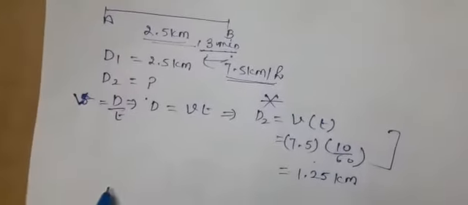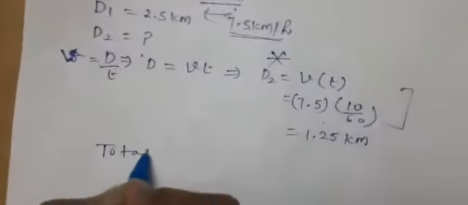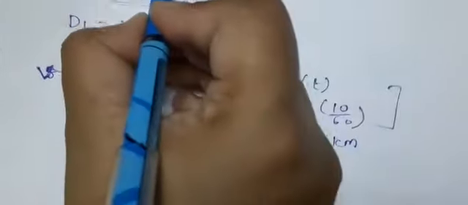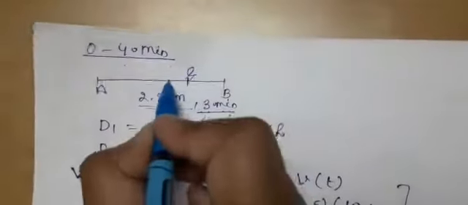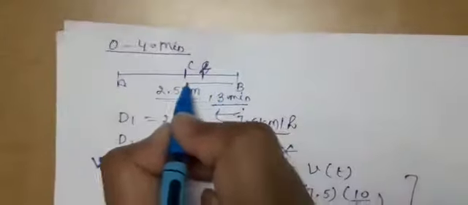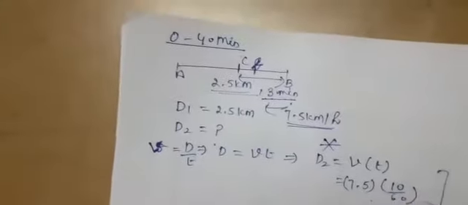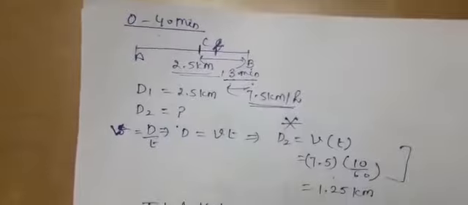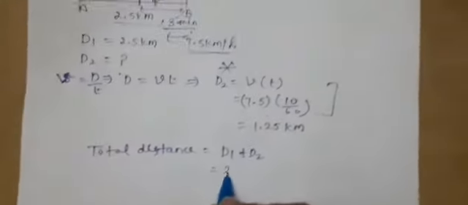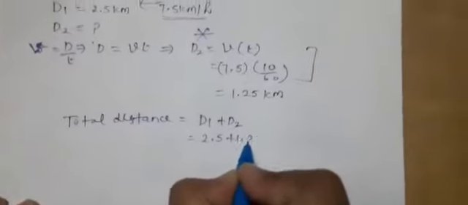So for this case, total distance covered is d1 plus d2. That means, as per the figure here, at point C it has reached, or point C can be somewhere here. This will maybe be the exact position. So it has reached this point almost at the midpoint. So total distance will be d1 plus d2. So it will be 2.5 plus 1.25.